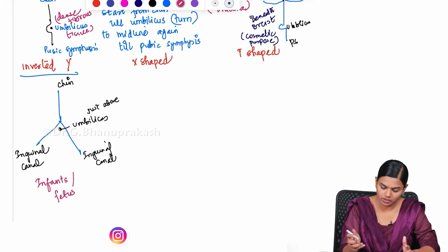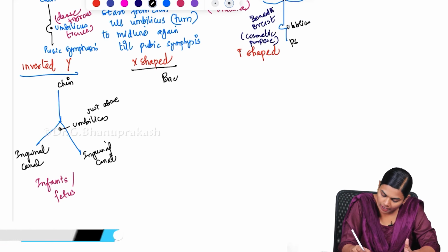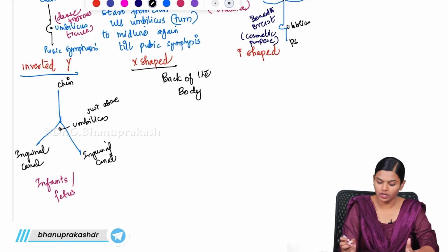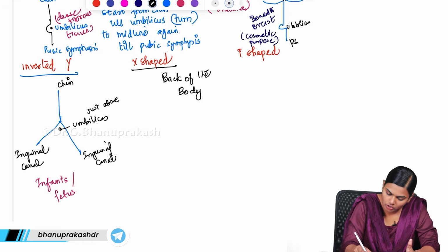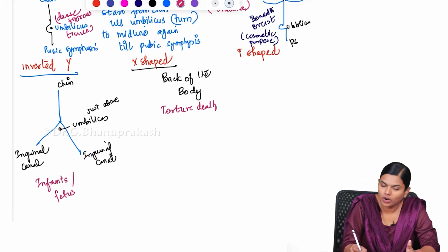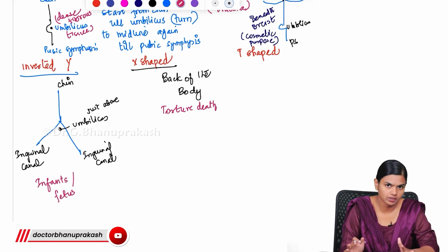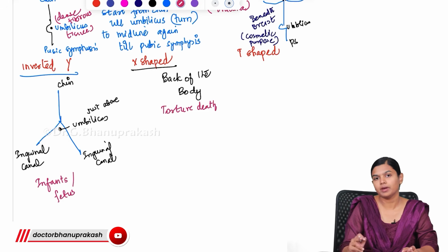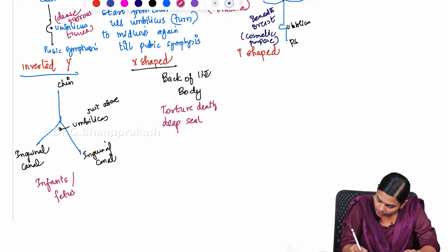Next what we have is this X-shaped incision. It is usually given in the back of the body. Over the back of the body, we make this X-shaped incision, and this is done for torture death. In torture death, if we do autopsy, what we will look for is whether any torture has been inflicted upon that person or not, any beating has been done or not. So we will make an incision over the back to see if there are any deep-seated bruises.